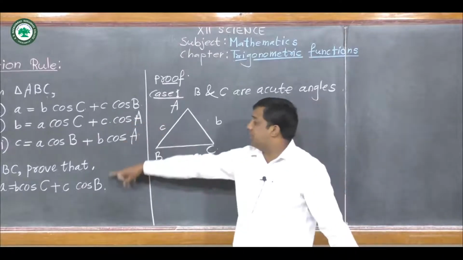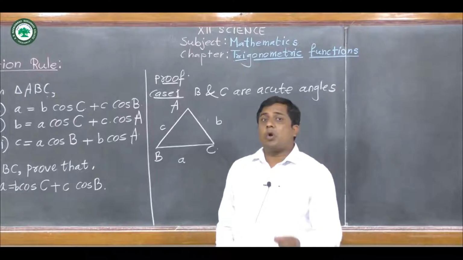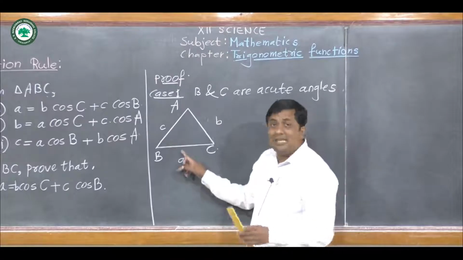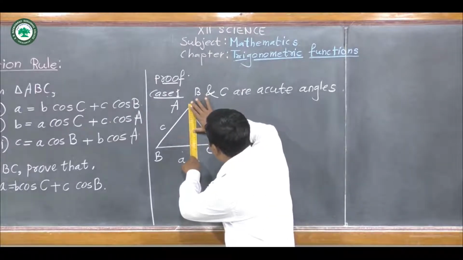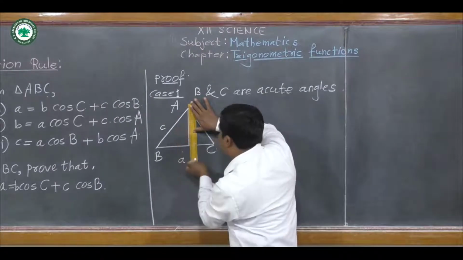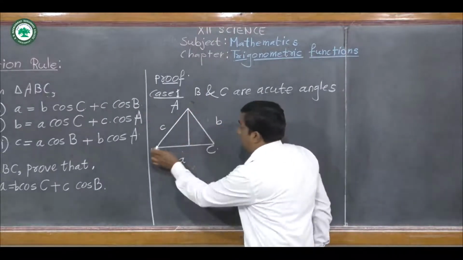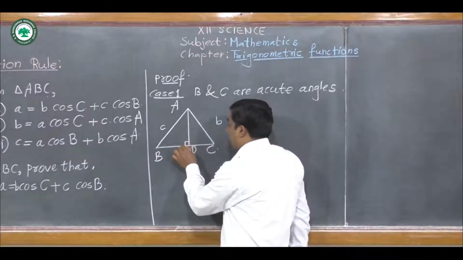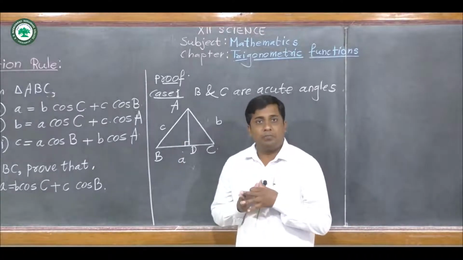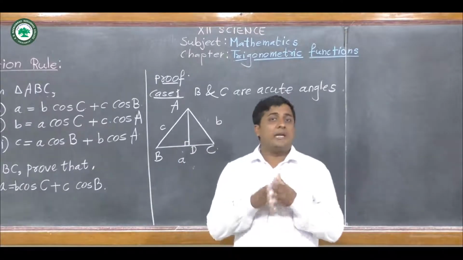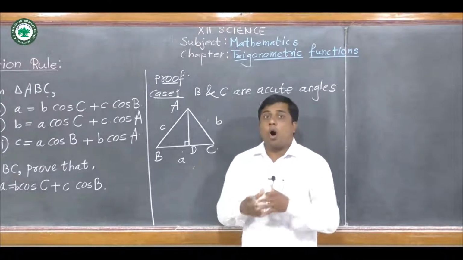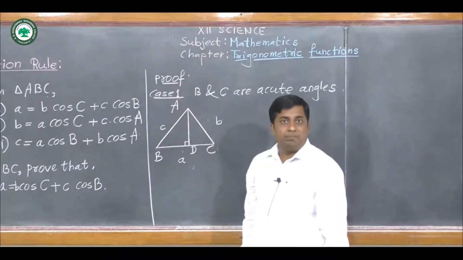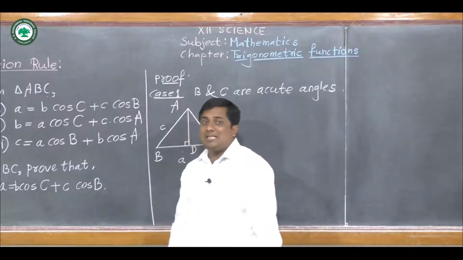To define this first relation, we draw an altitude from point A on BC, which meets BC at D. So from A we draw the altitude, perpendicular to BC, like this. On BC our new point is D, and the right angle is at D. Now, by using the definitions of trigonometric functions, we have to define the cosines of angle B and angle C.